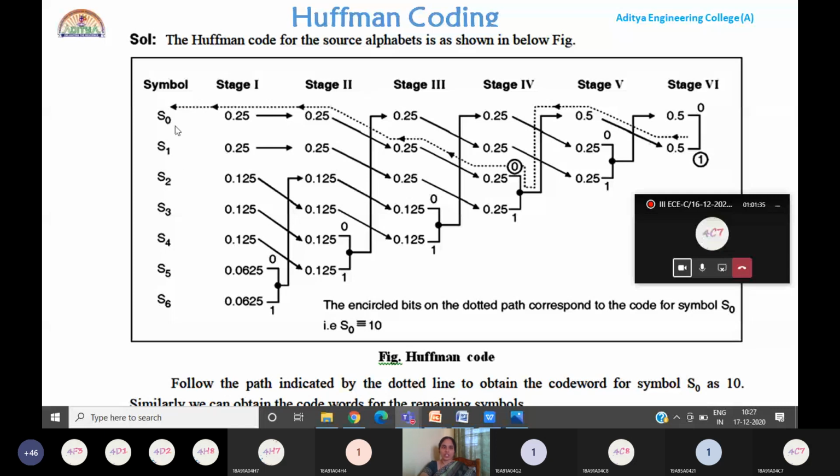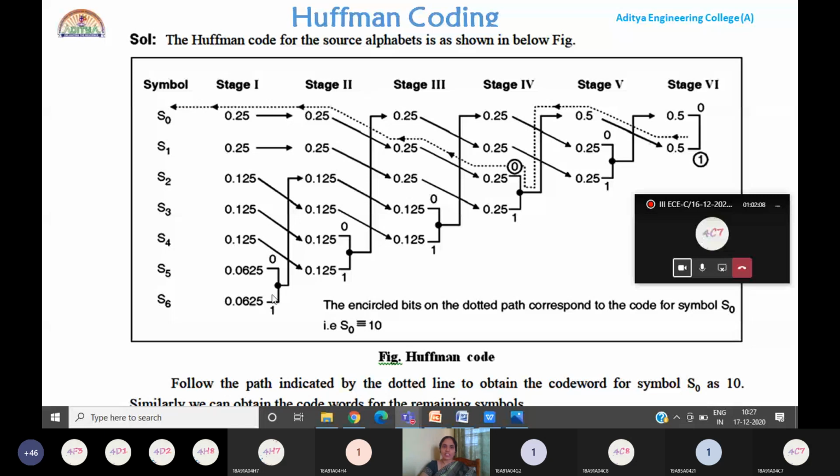So what you need to do here? First, represent all the symbols in decreasing order. Second, combine the last m terms. In the question, m is given as 2, so the last two terms are combined. After combining, identify that value and assign 0 to the last but one term and 1 to the last term. And the newly added value is placed in the order of decreasing probabilities.